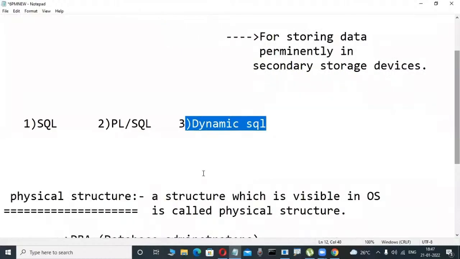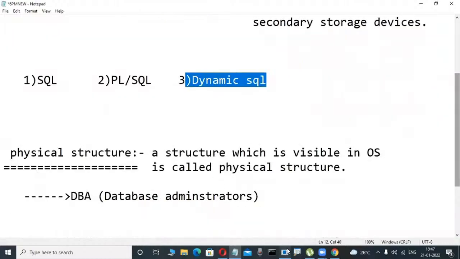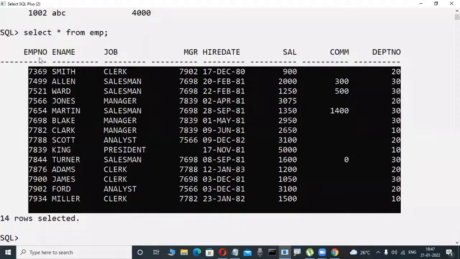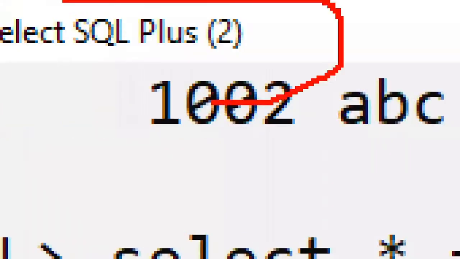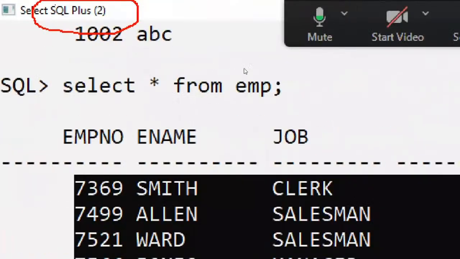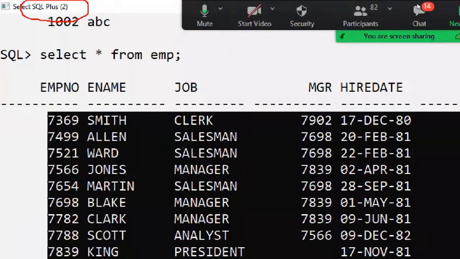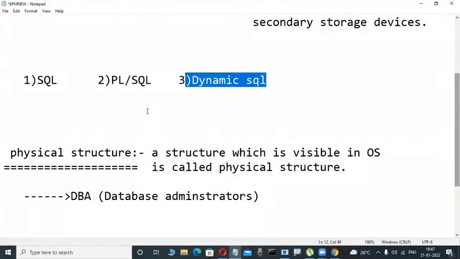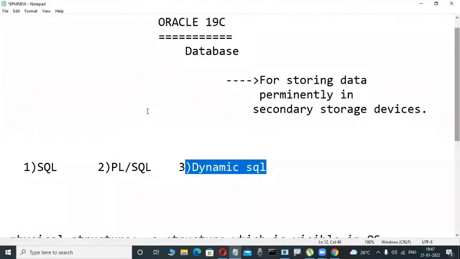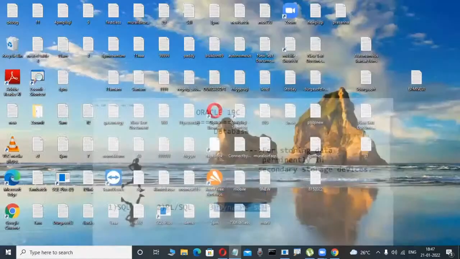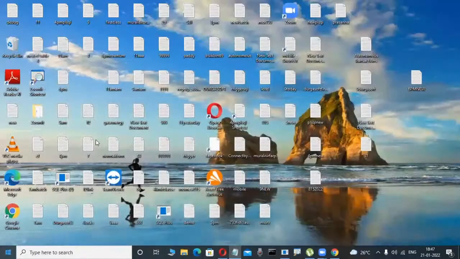But another thing is there in my system here. SQL Plus is there. What is this one? This is a tool, called a client tool. If you want to connect to the Oracle database, then we use client tools. SQL Plus is a tool, that is a default tool. Whenever I'm installing Oracle software, automatically the tool is available.